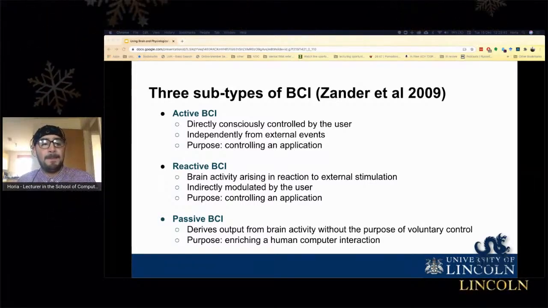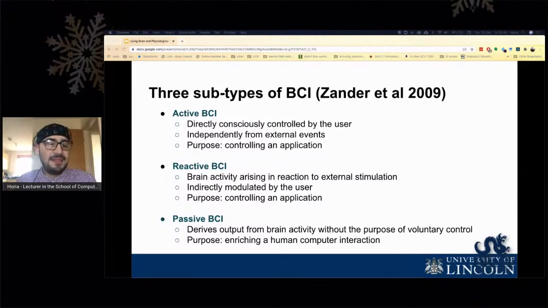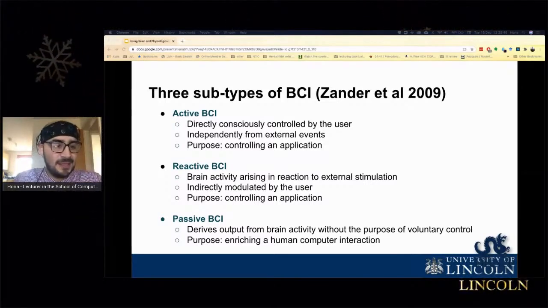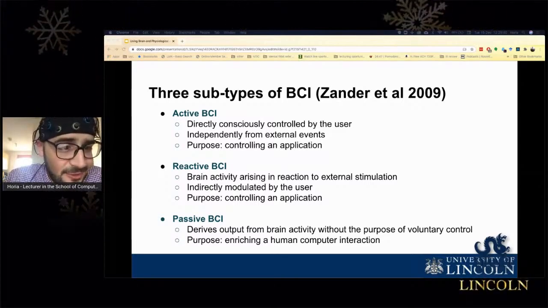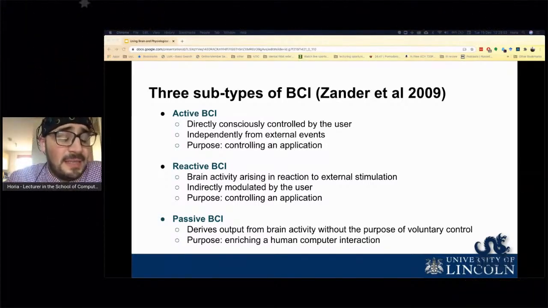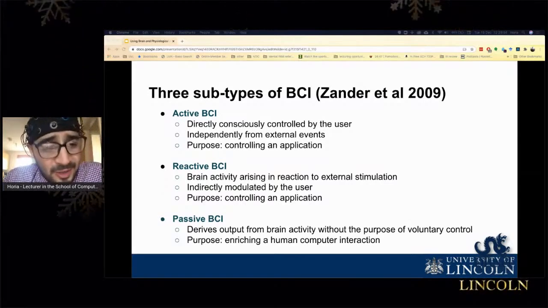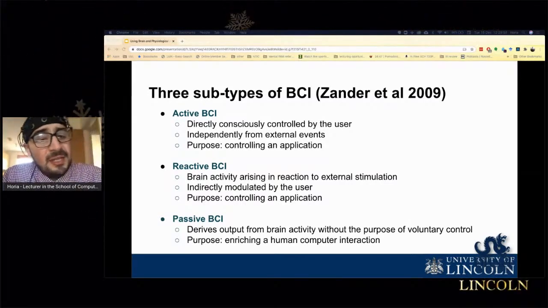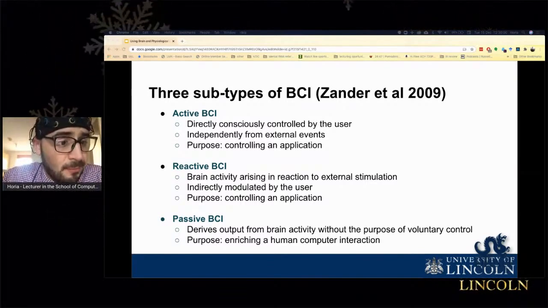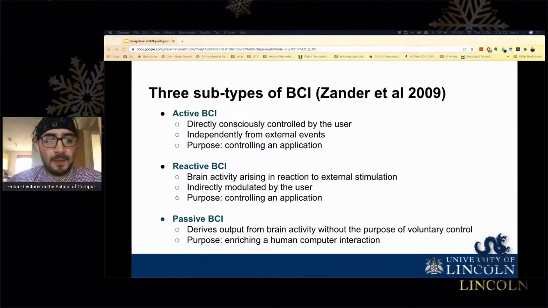And the last one is a passive BCI, and this typically involves scanning a person in different states. For example, when they sleep, when they perform a very difficult task, when they perform a very easy task, and then trying to understand what happened in their brain in these different states.